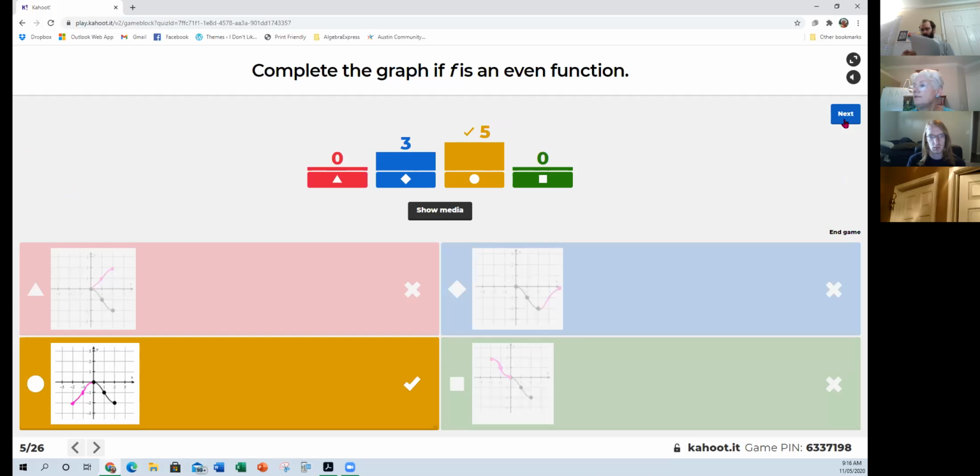Okay, so even means it has symmetry with respect to the y-axis. That means if you fold it over on the y-axis, it would overlap exactly. So that would be the gold one.